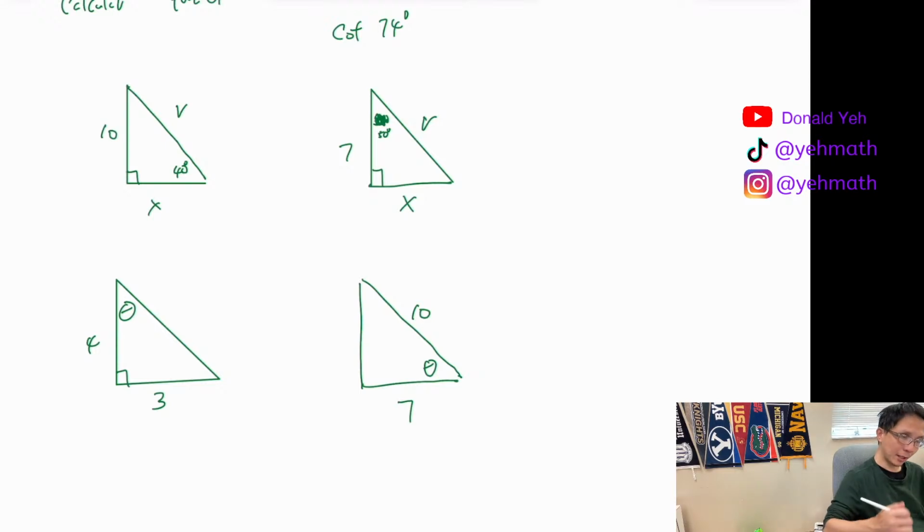Okay, so those, can you find the angle in this situation? So A, B, C, D, I can ask you all those.